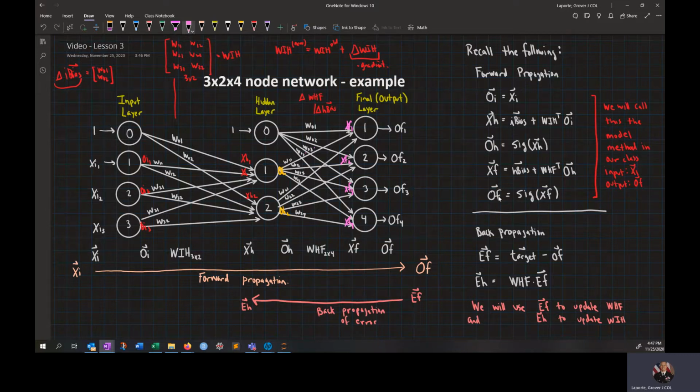And then finally the output, so this part that we've already got written here, how do you get that? You just take this, remember the activation function is the sigmoid function for those.